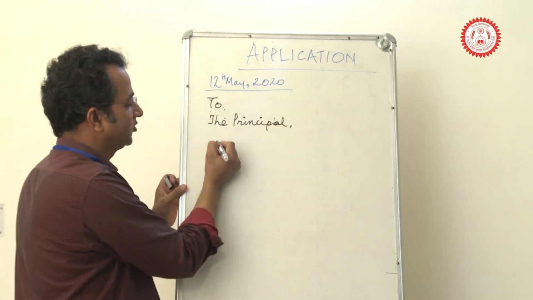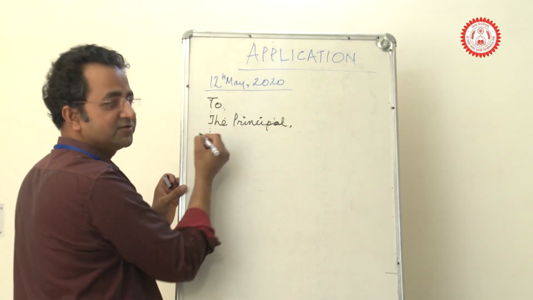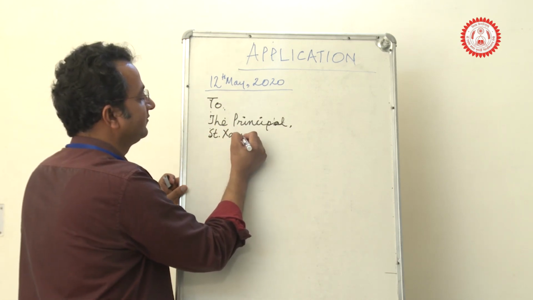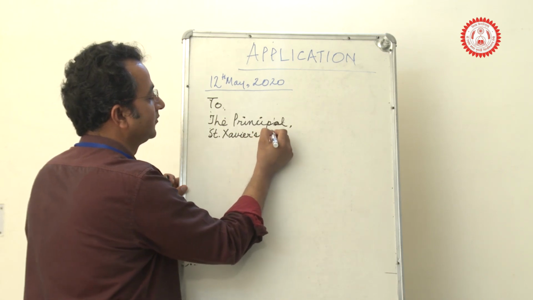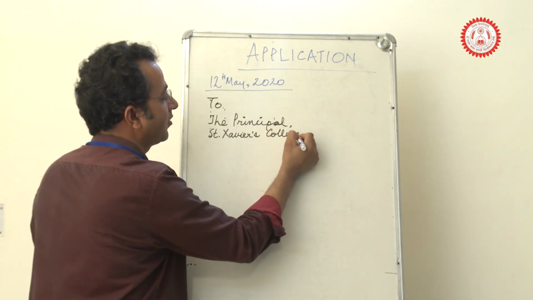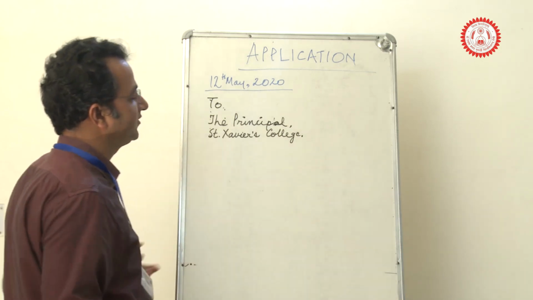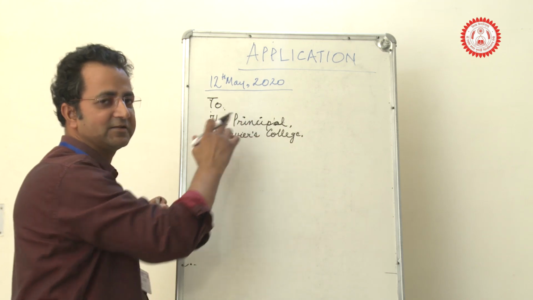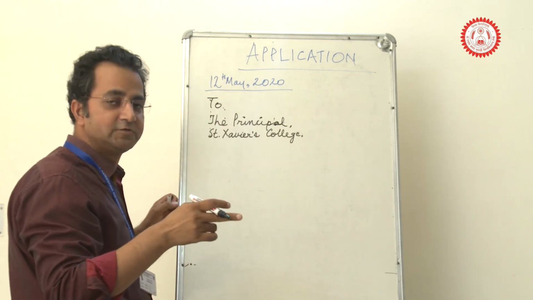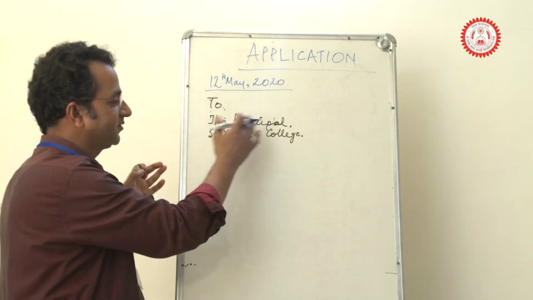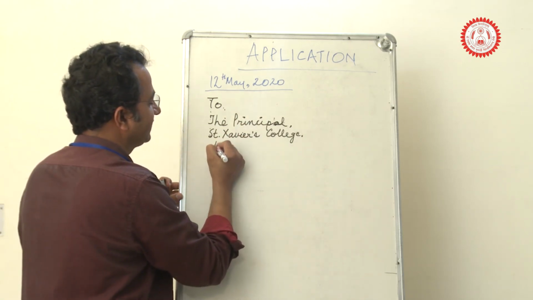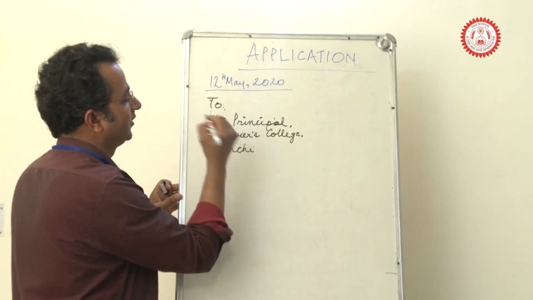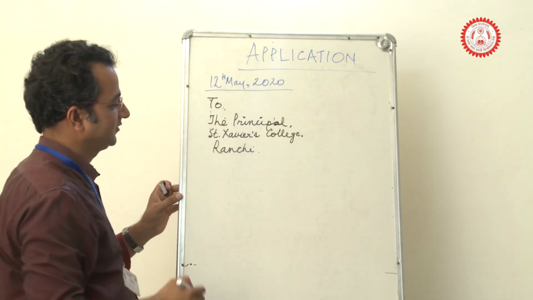On the next line you should write the organization name, say St. Xavier's College, or you can write any institution's name, Dr. Shyam Prasad Mukherjee University, you can write, but then it will be the Vice Chancellor if you are sending it to the university. But if you are in a college, you write Principal. Then the place, Ranchi. This is the next line. Then you can give a dot here.